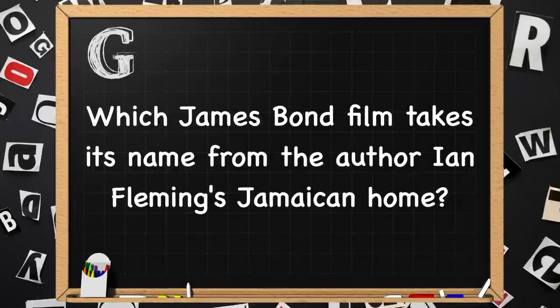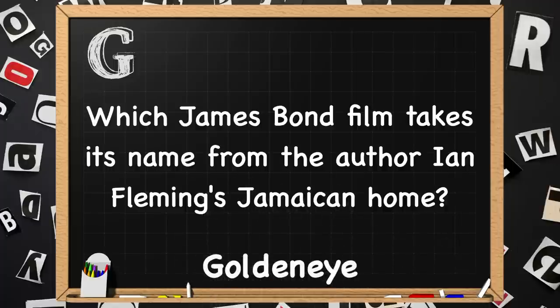Beginning with G, which James Bond film takes its name from the author Ian Fleming's Jamaican home? That is GoldenEye.